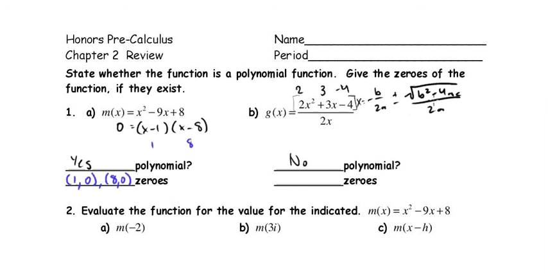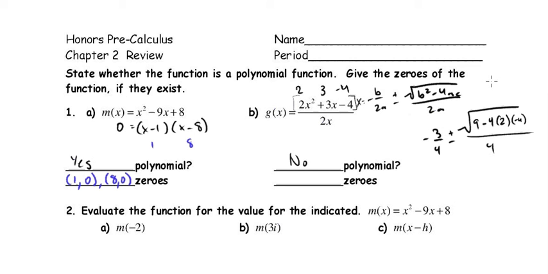And so negative b, so negative 3 over 2 times a, that's going to be over 4, plus or minus the square root of b squared. So b squared is going to give us 9 minus 4 times a. What's our a value? Well, 2. And times c. Our c value is negative 4. And that's also over 2 times a, which is 4.